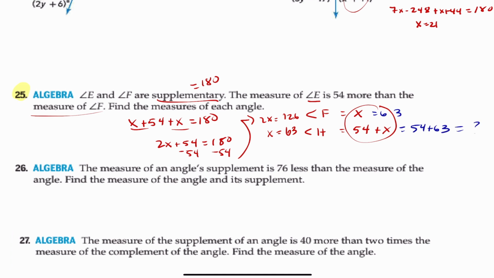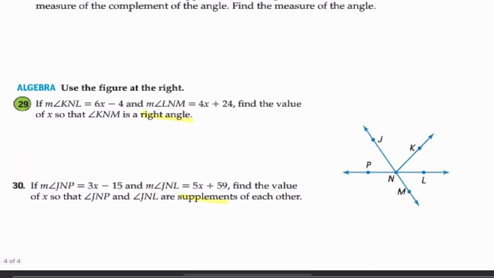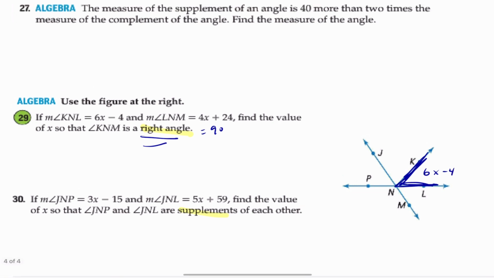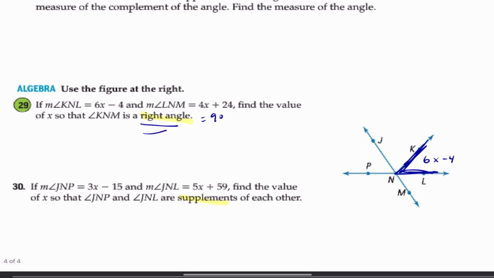Okay, and then two more. Use the figure at the right. If measure angle K and L is 6x minus 4, and measure angle L and M is 4x plus 24, find the value of x so that the angle K and M is a right angle. So when I'm talking about a right angle here, that means 90 degrees, right? So K and L is right here, and that's 6x minus 4. And for L and M, that is 4x plus 24.